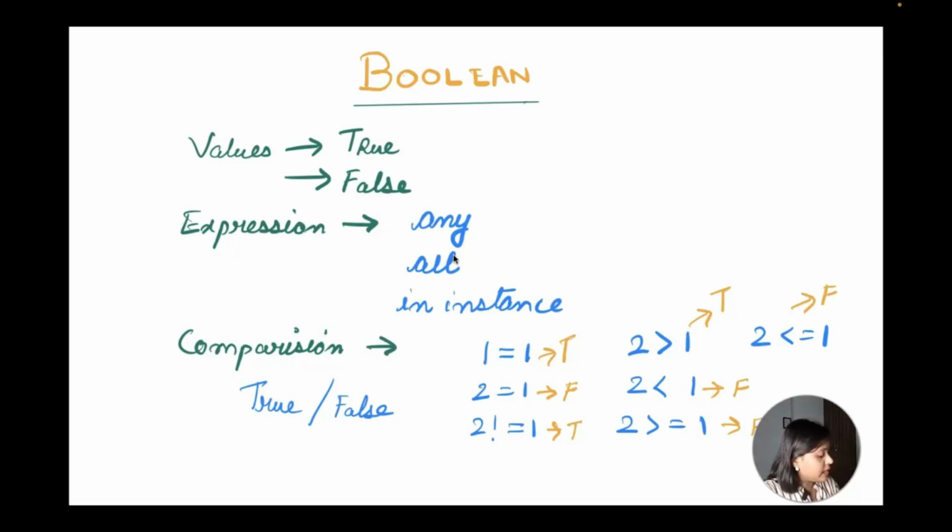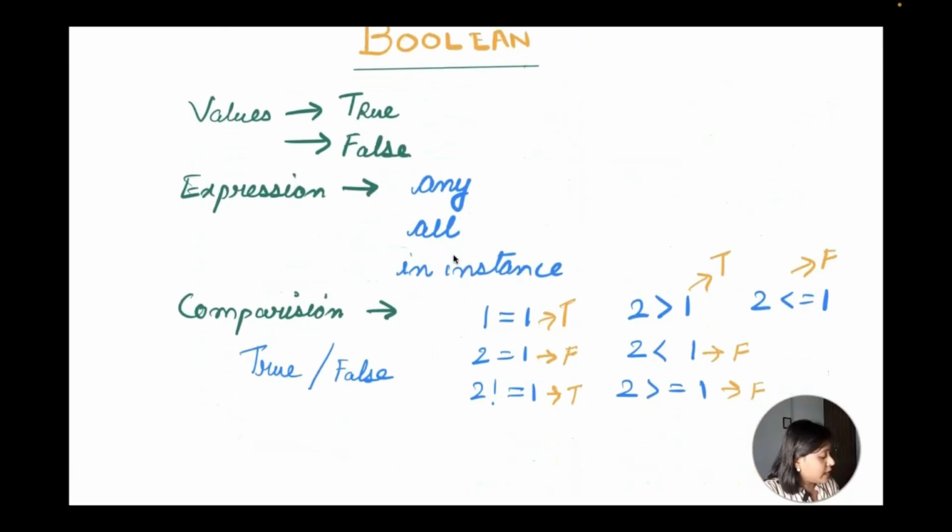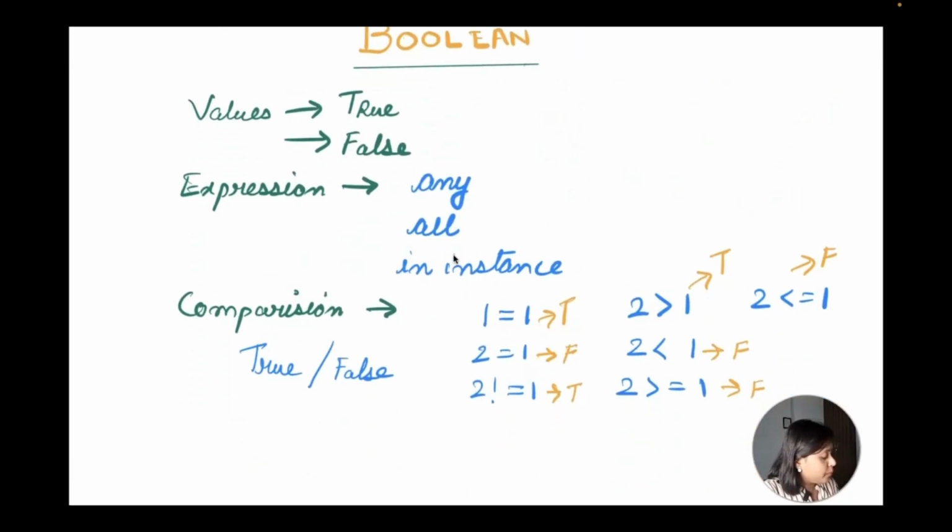So if you will see, there are three things that we have. First is our Boolean expression, that is true or false. Second is how the expression is defined, that is any, all and isinstance. And with the help of the comparison, also you get the output as true and false. So now let's think about the first condition, that is true. If we are going to do print and then true, what is it going to return me? It is going to return me true.